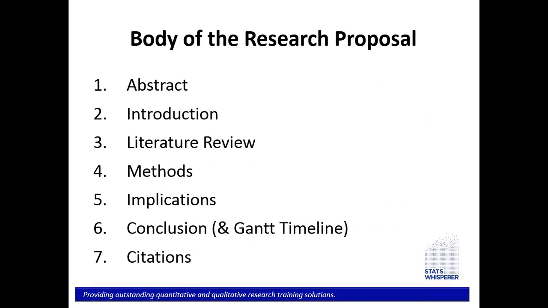So if we look at the body of the research proposal, we could break it down into 7 sections. First, the abstract. Next, 2, the introduction. 3, the literature review. 4, the methods. 5, the implications. 6, the conclusion and the Gantt timeline. And then our citations, number 7. So let's go through each of those.